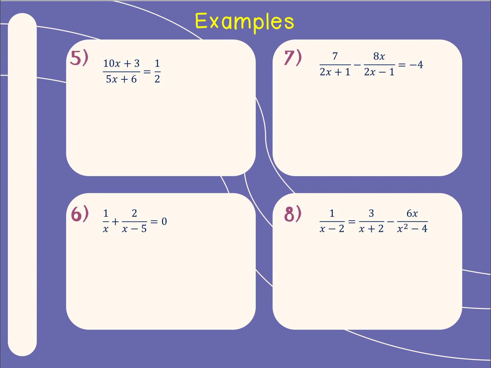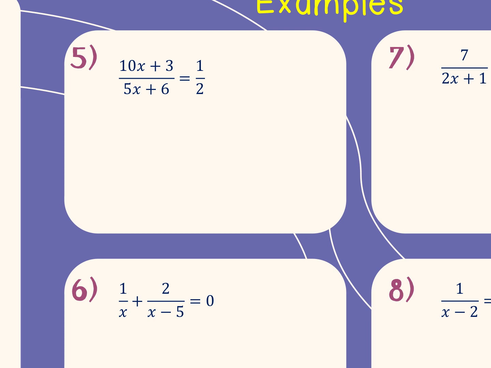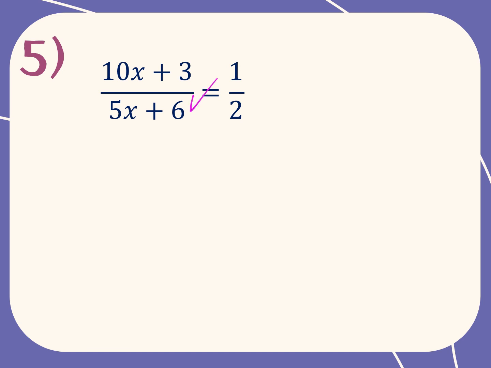Just make sure. All right, what do you guys notice about 5? It's a binomial. Good. What else do you notice? What I tell you could do when you have a fraction equal to a fraction? You just cross multiply. All right, you have one fraction on the left-hand side, one on the right-hand side. So let's cross multiply. I have 1 times 5x plus 6 equals 2 times 10x plus 3. If you wrote 2 times 10x plus 3 on the left-hand side and 5x plus 6 on the right, that would have been fine.